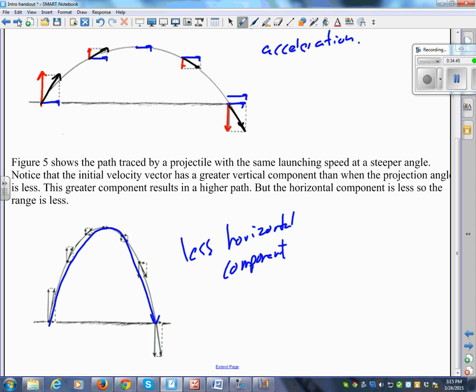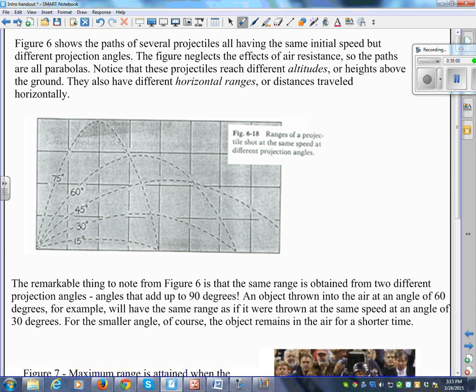Are there two ways for it to hit with the same speed at the same place? Are there two ways to make it hit with the same speed? Two angles. And the answer is yes. Figure 6 shows the path of several projectiles, all having the same initial speed but different projection angles. The figure neglects the effect of air resistance, so the paths are all parabolas. Notice that these projectiles reach different altitudes or heights above the ground. They also have different horizontal ranges or distances traveled horizontally.